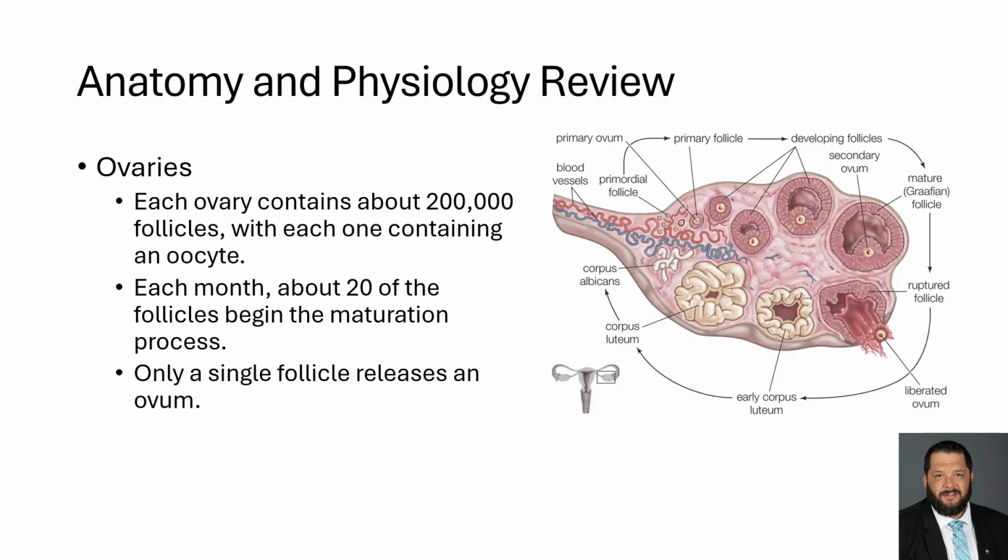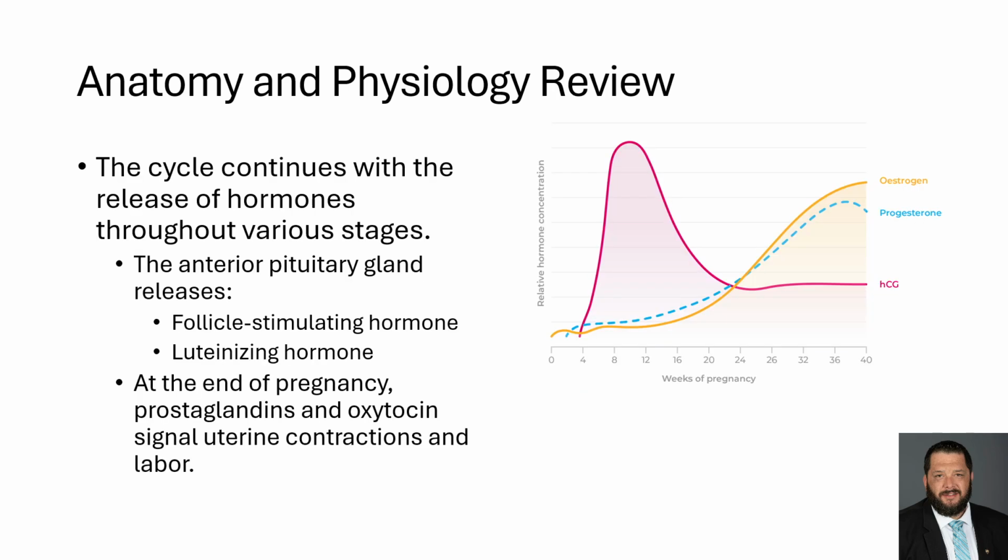With the ovaries themselves, each ovary contains about 200,000 follicles, with each one containing an oocyte, or what will eventually become an egg. Each month, about 20 of those follicles begin the maturation process in preparation to be secreted as an ovum, and only one of those 20 will be secreted as an ovum during the menstruation process. The ovaries do alternate each cycle. So one cycle, the left ovary may secrete the ovum, while the next cycle, it's likely that the right ovary will secrete. The cycle continues with the release of hormones throughout various stages.